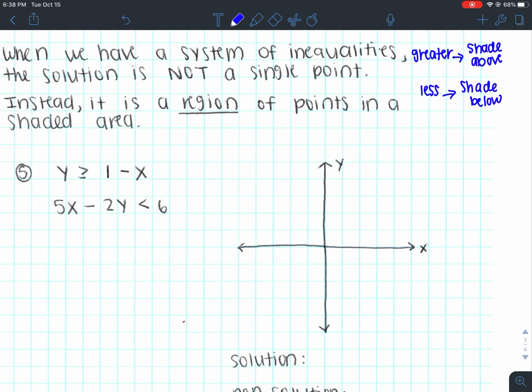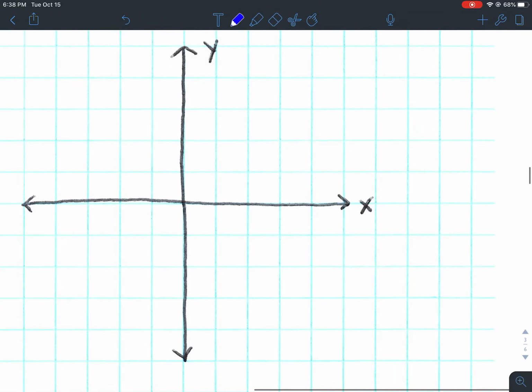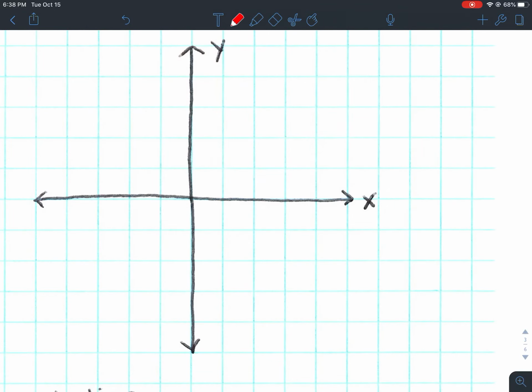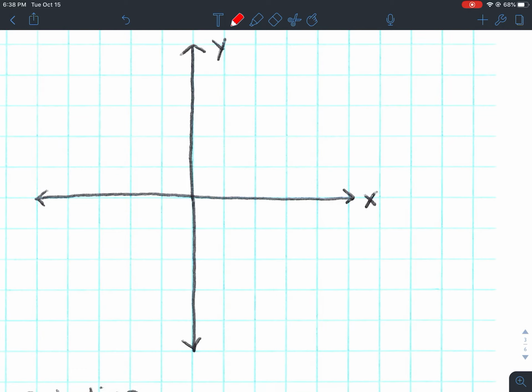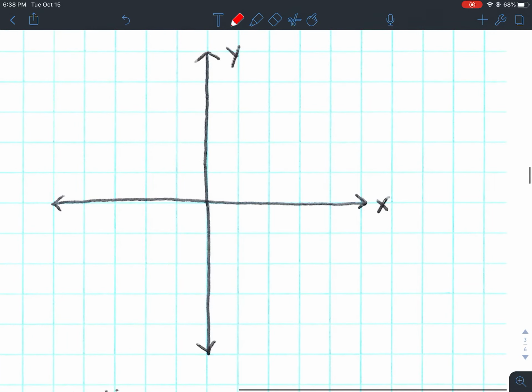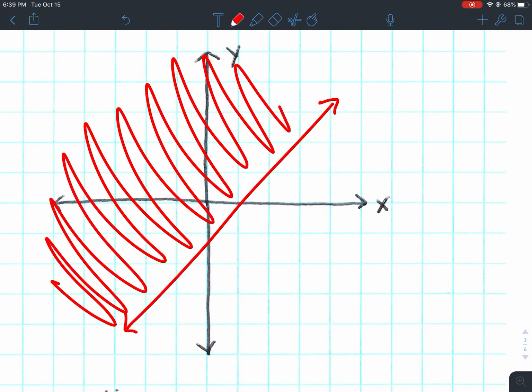So when we have a system of inequalities, the solution is not a single point, right? We're shading, right? There's lots of shading going on. So instead, we actually have a region of points in a shaded area that are considered the solutions. So for example, and this is just a random example, so it has nothing to do with the problem. I'm trying to show you visually. So let's say, for example, you have one of your lines, and it looks like this. So you have a greater than or equal to, so then you shade above. And so you're like, okay, I shade above.